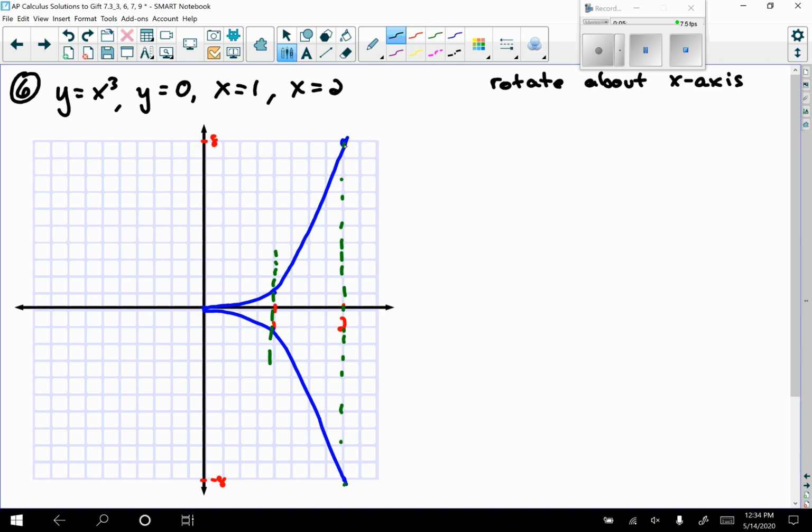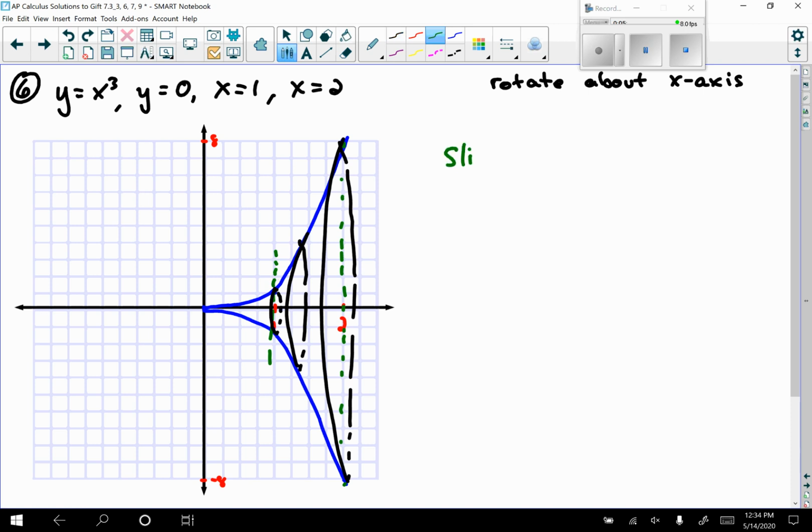This has some pretty stretched out circular discs, so we want to go ahead and sketch these in. All right, so again, our slices are circles. Each area, which is pi r squared in this case, has each radius still going up to equal the y value here, which is x cubed. So this becomes pi times x cubed squared, or pi x to the 6th.